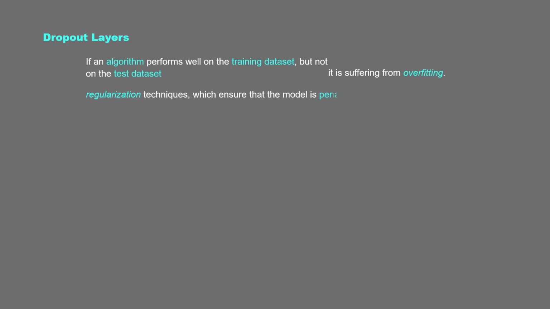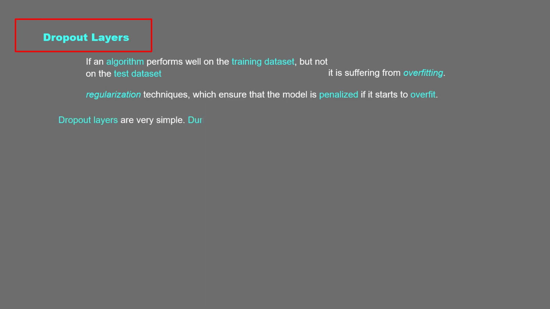Dropout layers. If an algorithm performs well on the training dataset but not on the test dataset, we say that it is suffering from overfitting. To counteract this problem, we have to use regularization techniques which ensure that the model is penalized if it starts to overfit. There are many ways to regularize a machine learning algorithm, but for deep learning, one of the most common is by using dropout layers.